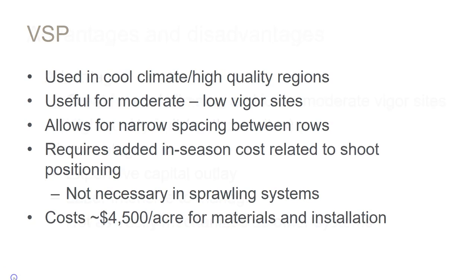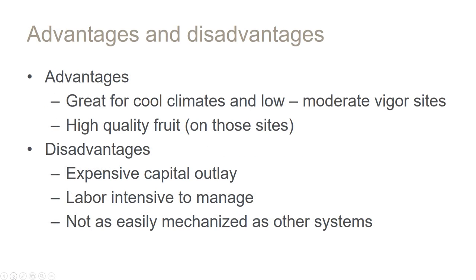So it's quite expensive. So yeah, its advantages are for cool climates and low to moderate vigor sites. Then we can end up with quite high quality fruit because we have a nice open fruit zone, especially when we remove leaves on those canopies. The disadvantages, of course, is that it's quite expensive. It's one of our more expensive trellis options, and it's labor intensive. So not only your initial capital outlay, but then your ongoing management costs are going to be high with this system. And it's also kind of hard to mechanize.